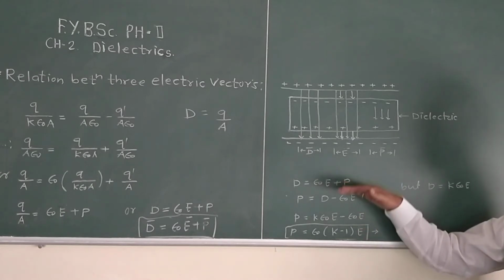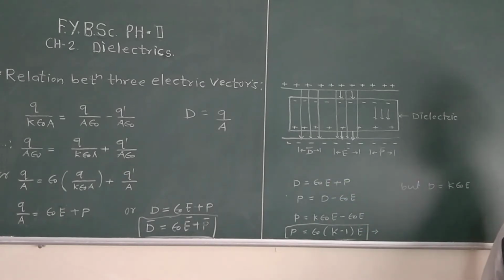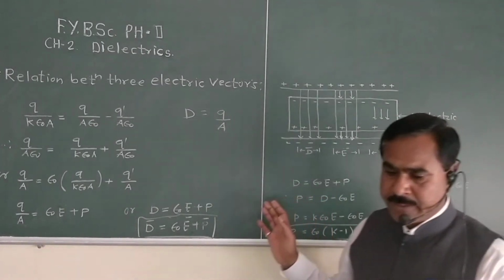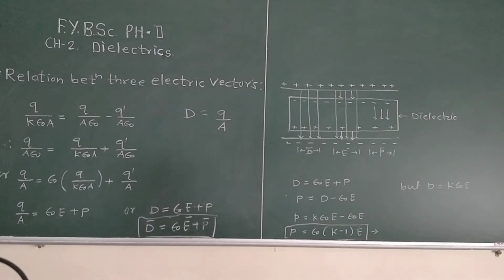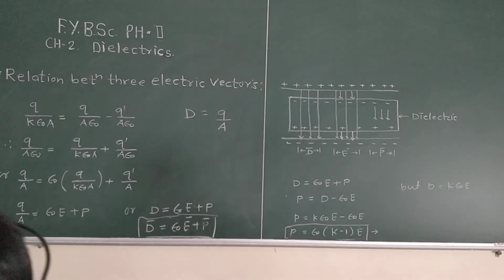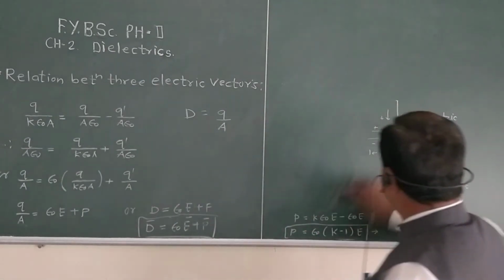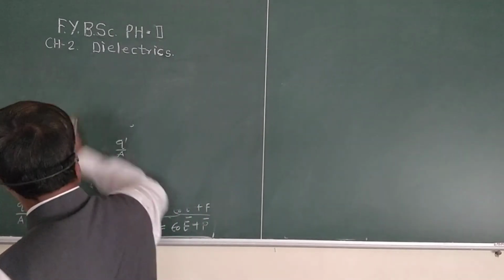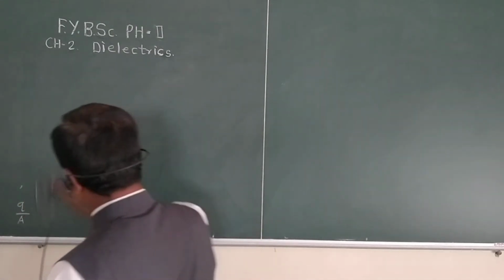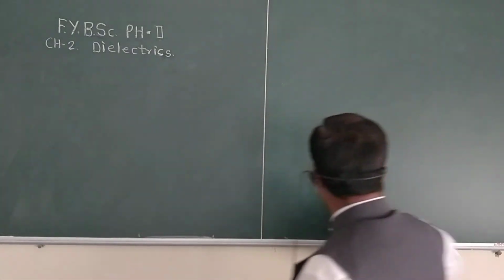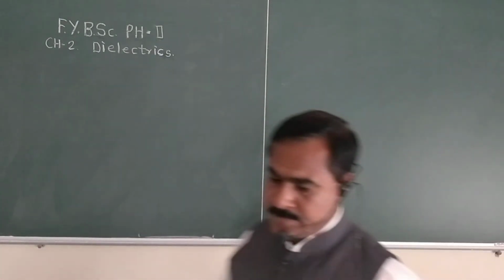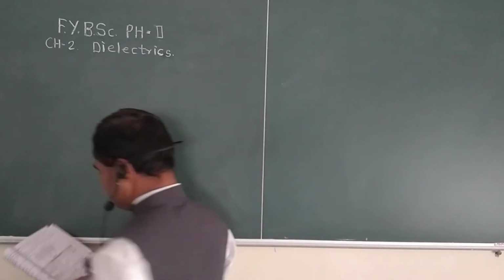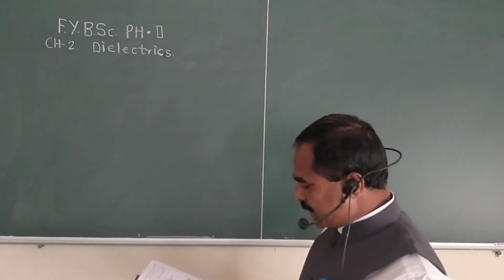So here is the end of chapter second. Then we consider the problem. In problem first we write the problem, and according to that we calculate the values that are asked. The problem is: calculate the potential and electric field.